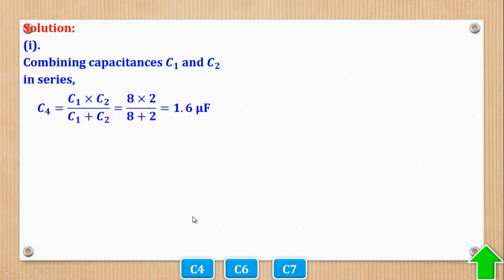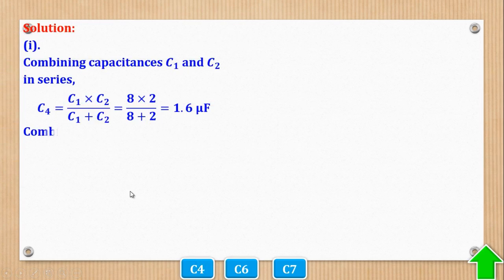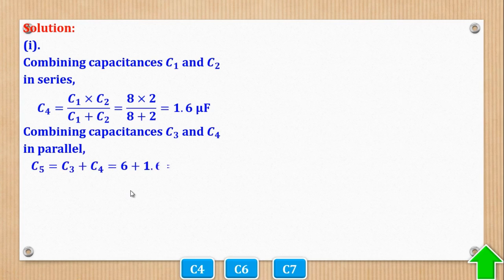To come up with this. So when you do that, now the circuit becomes this. I think we realize these ones are now in parallel. So parallel we just add. So we shall combine the two capacitances in parallel to come up with the total capacitance, which is 7.6 microfarad.